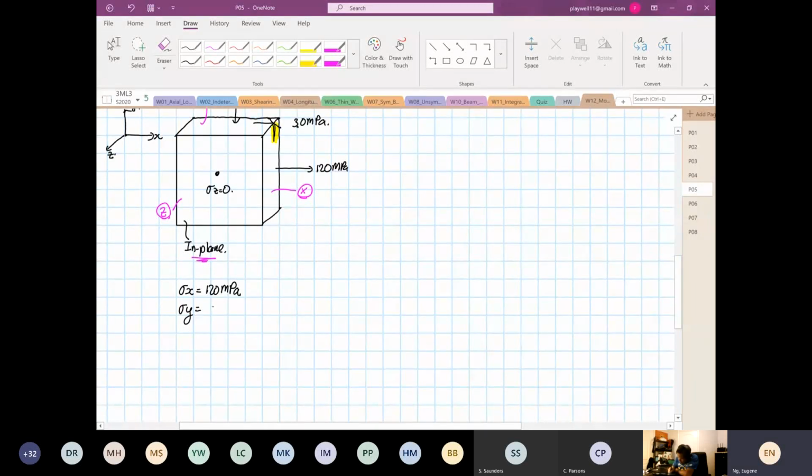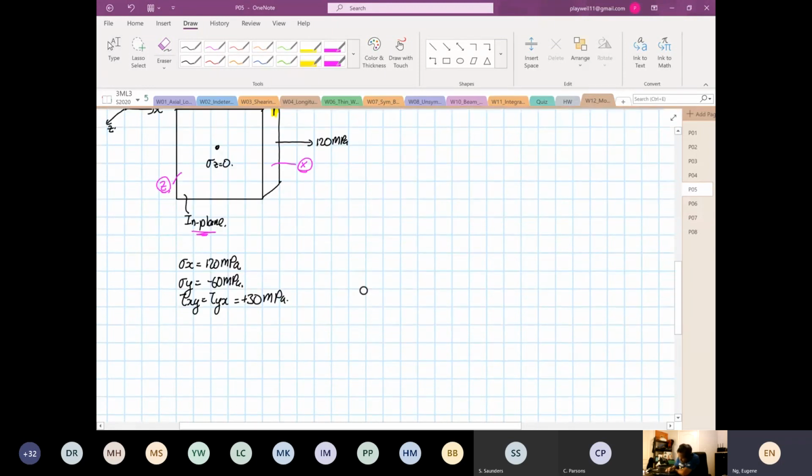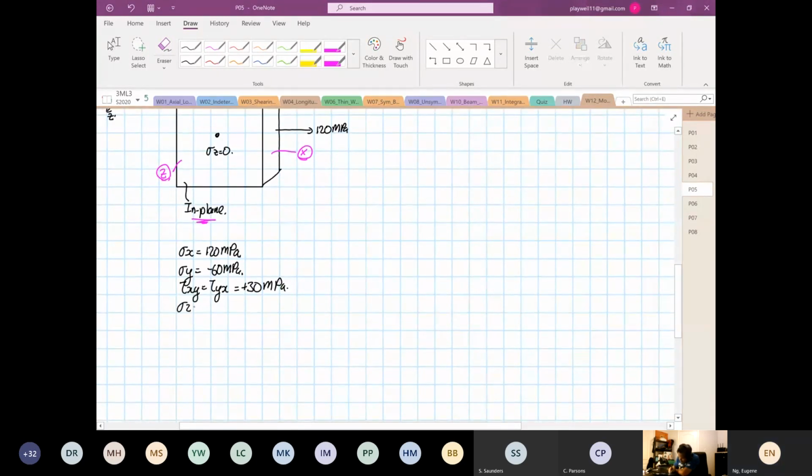Minus 60 megapascal. Shear xy is equal to shear yx. And now you guys know that it's positive shear, but that does not mean anything in terms of shear. And then you have stress Z equal to 0. Shear xz is equal to shear zx is equal to 0. And then shear yz is equal to shear zy is also equal to 0.